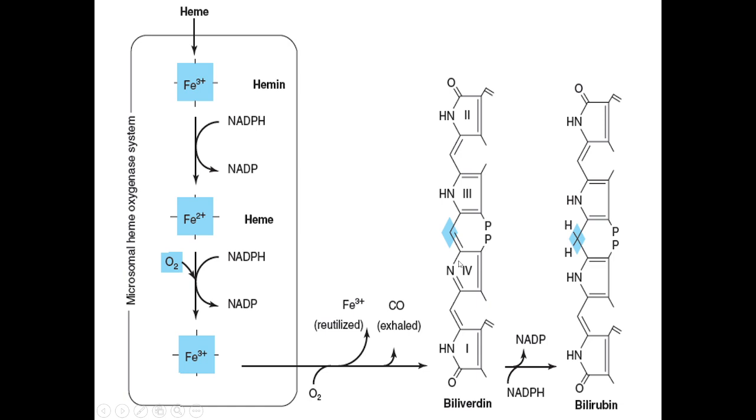So this biliverdin can be reduced to bilirubin. As you can see, they are quite similar. However, bilirubin is the reduced form. You can see the two hydrogens here coming from NADH compared to the biliverdin. Another difference is that biliverdin is green while bilirubin is yellow.